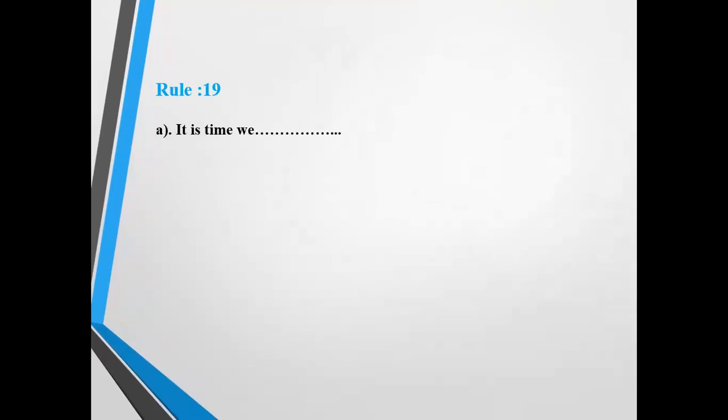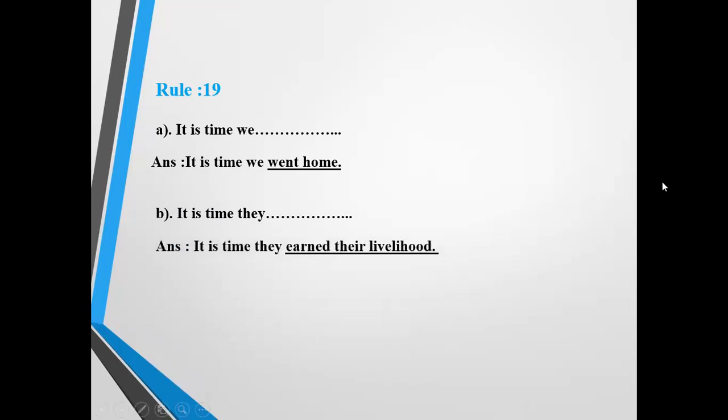Rule 19. It is time we dash. If there is it is time in an incomplete sentence, and if it indicates the time has already passed, then the structure will be it is time plus subject plus past tense. So the answer will be, it is time we went home. Here went is the past tense of go. B, it is time they dash. Answer, it is time they earned their livelihood. Here earned is the past tense of earn.